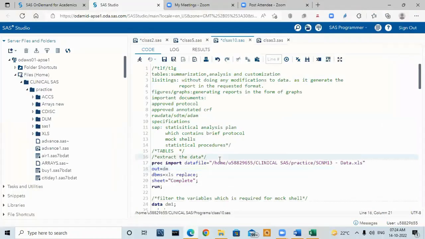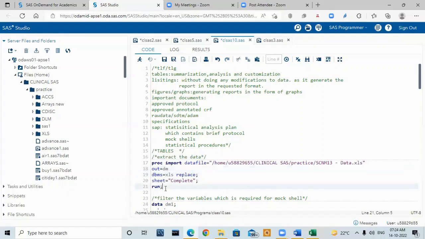So first of all, we are deriving the gender statistics. For deriving the gender statistics, now we are doing the programming part. Listen carefully. Here, we are importing that file. Which file do we have here? SCNM13. That is the one I told you has all the details of the baseline values, right? So first of all, we are importing this file. Understood? You know the proc import, how to import the file.